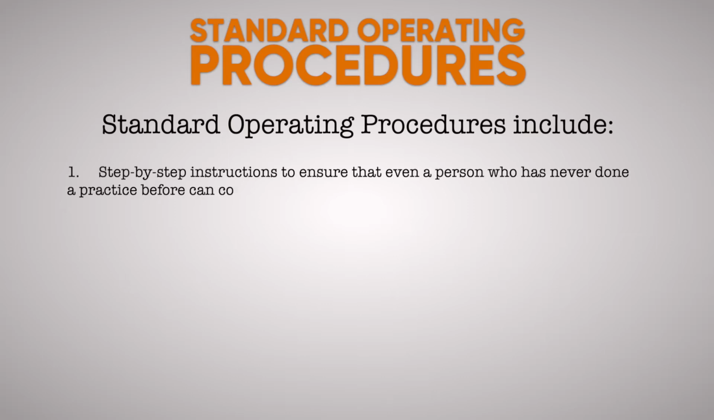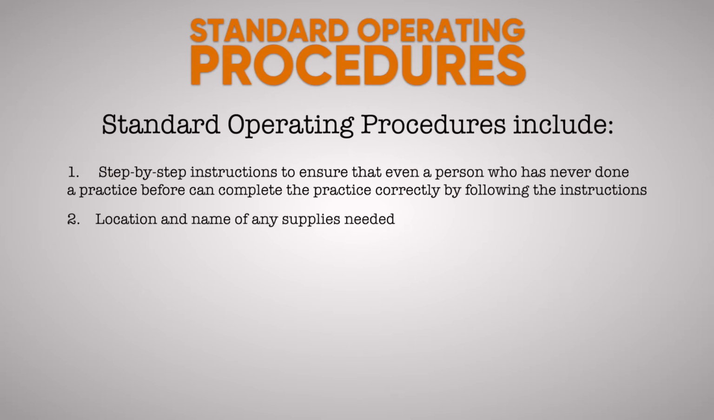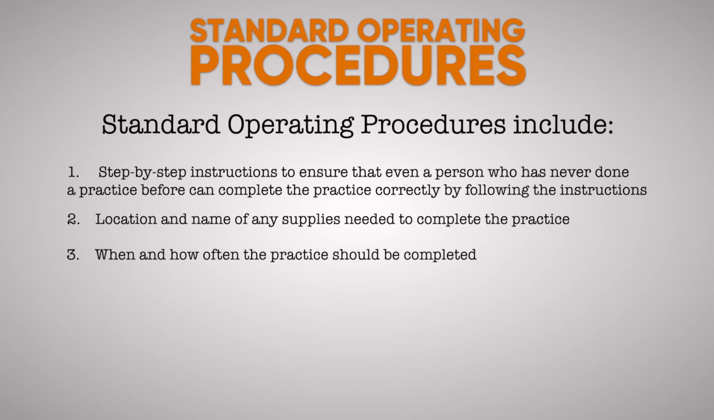Think of a standard operating procedure as a recipe card. It provides step-by-step instructions on how to complete a task that needs to be done for food safety. It also includes where the supplies are located to complete the task and how often tasks should be done. We encourage you to take notes from these modules so you may develop standard operating procedures for your farm.